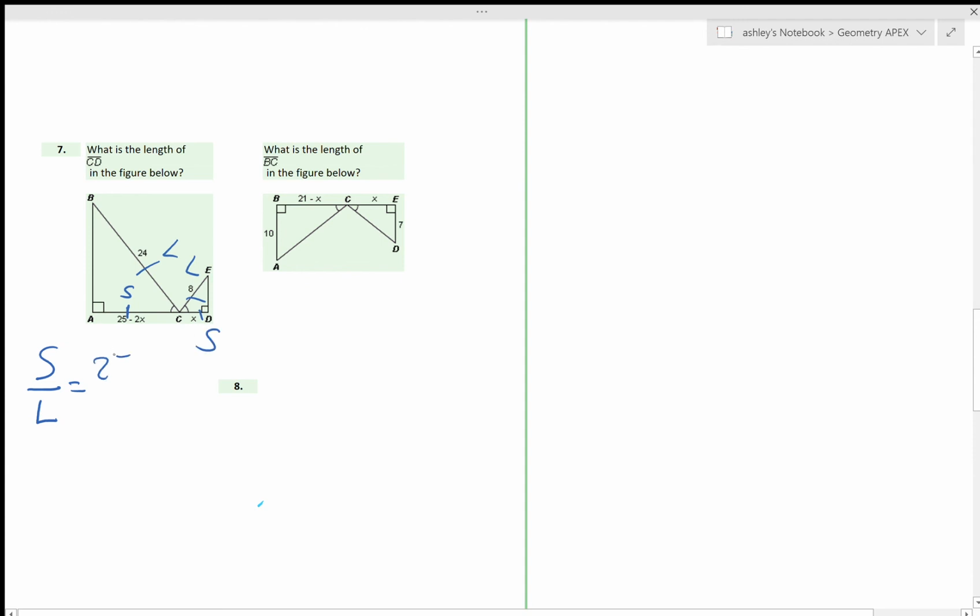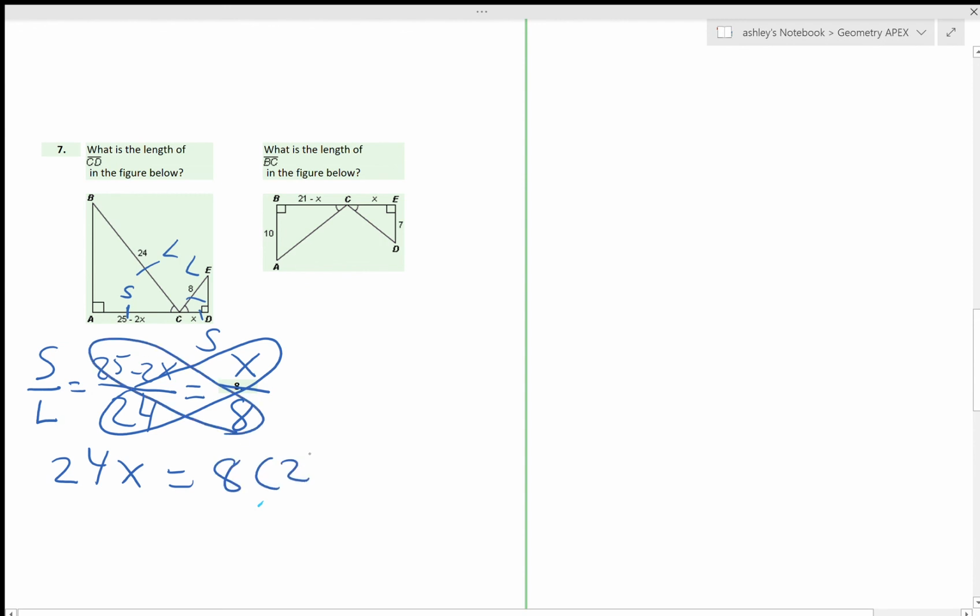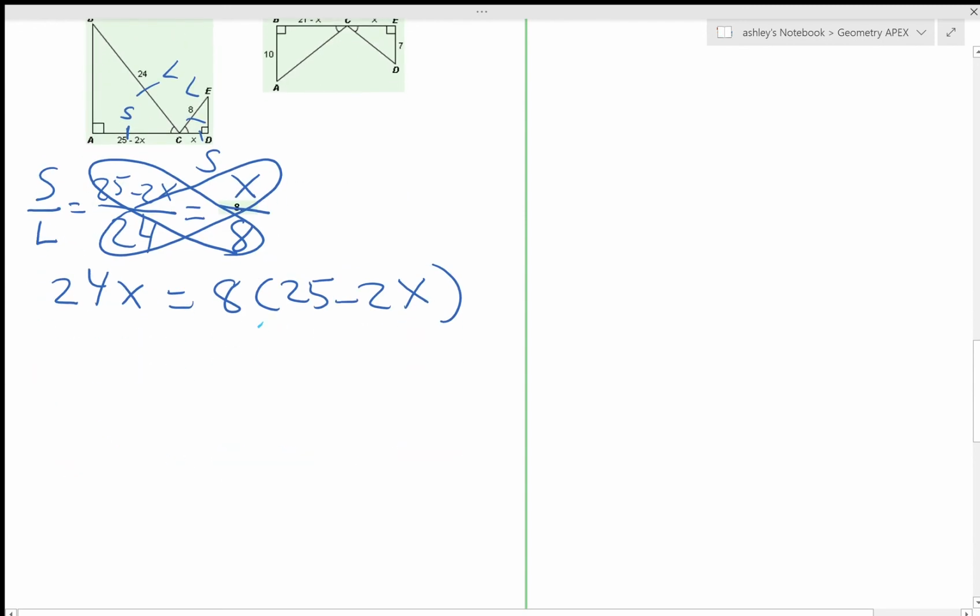So we have 25 minus 2x over 24 for my first side, and small on top, so x over 8 on the other side. We're going to cross multiply here, and this will just end up with a bit more algebra for us to have to solve through. 24x equal to, cross multiply, 8 times 25 minus 2x. This is where your algebra skills need to come in. They don't go away when you get into geometry, I'm sorry. We're going to have to distribute our 8.